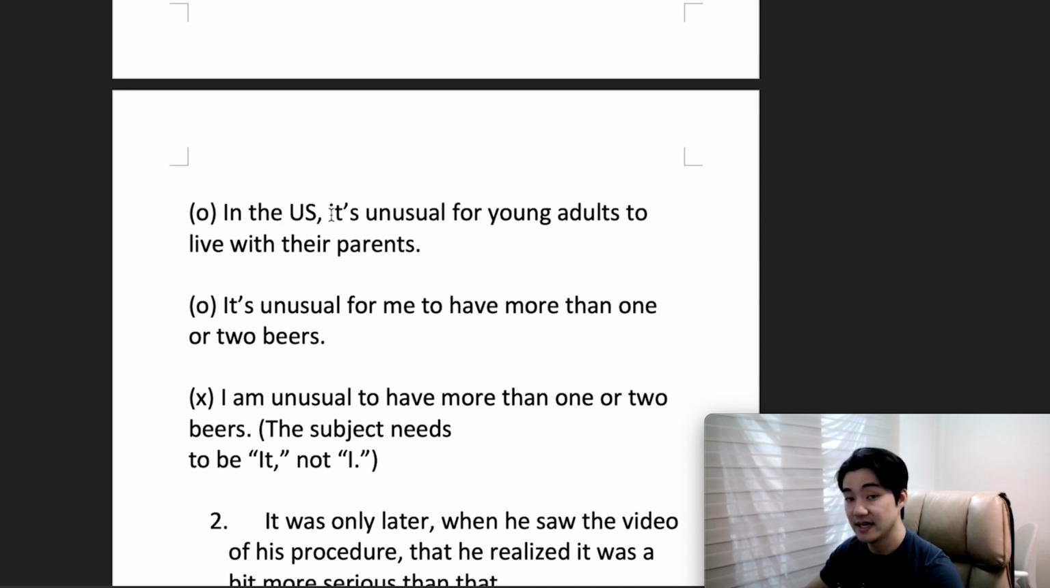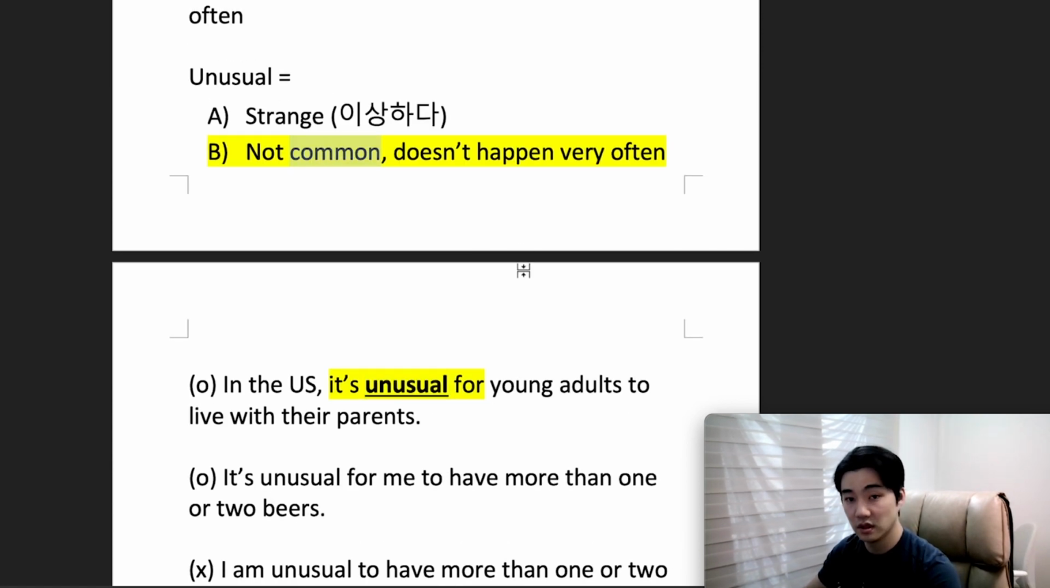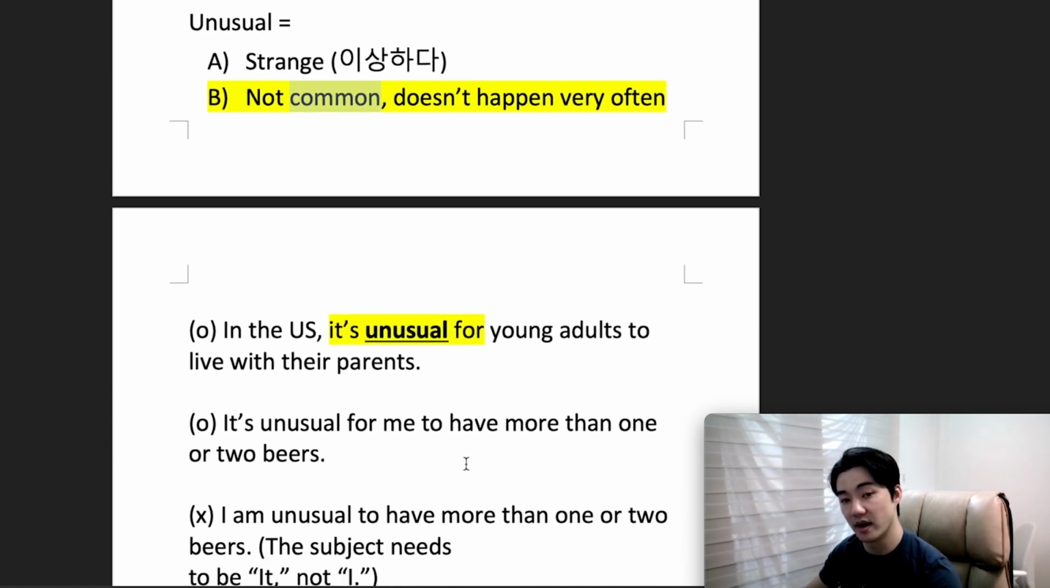In the US, it's unusual for who? Young adults to live with their parents. In the US, it's unusual for young adults to live with their parents. 미국에서 젊은 성인들이 그들의 부모님과 함께 사는 것은 드문 일이다. So, though it is normal in South Korea, in the US and many other Western countries, it is unusual, not common, for young adults to live with their parents.